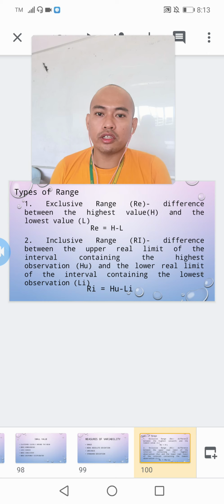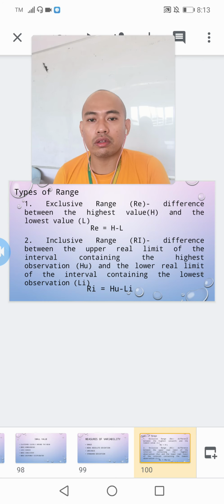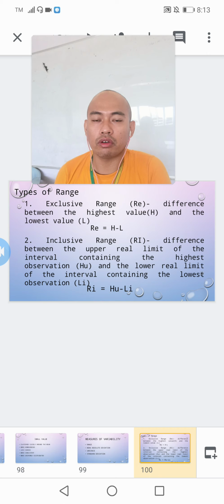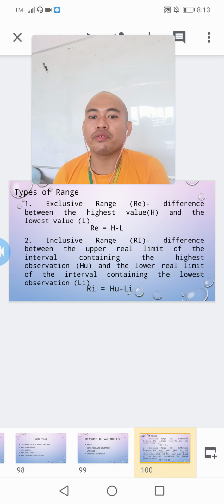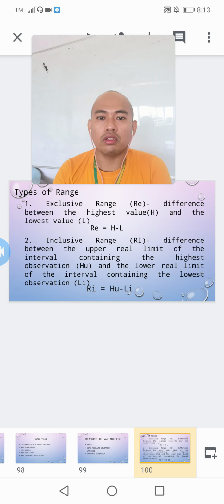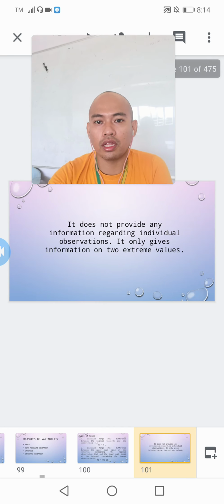The second type of range is the inclusive range, or RI. It is the difference between the upper real limit of the interval containing the highest observation, or HU, and the lower real limit of the interval containing the lowest observation, or LI. The formula is RI equals HU minus LI, where RI is the inclusive range, HU is the upper limit of the highest observation, and LI is the lower limit of the lowest observation.